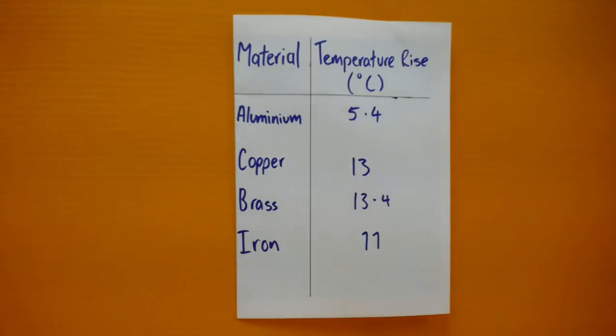So here's our table of results, and we can see that brass increased temperature the most, while aluminium increased the least for being subjected to 5 kilojoules of heat energy.